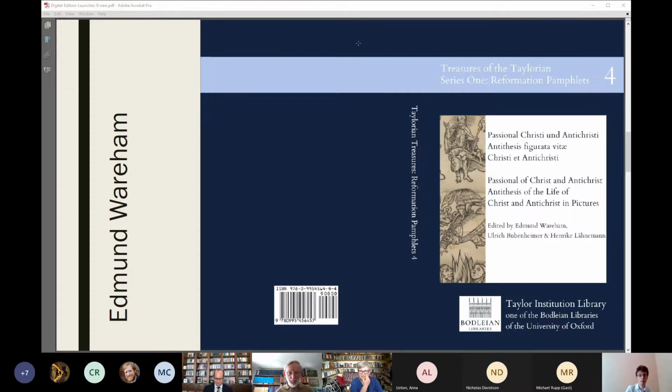What were or are our aims behind a new translation and edition of the Passional? First, as you'll see on the front cover of the physical copy of the publication, which will be released shortly, this is not just an edition of the Passional, but also of the Latin Antithesis figurata, or Vitae Christi et Antichristi. In general, harking back to Gustav Krüger's critical edition of the Passional, which appeared in the late 19th century, the Latin text has been regarded of secondary importance or even ignored altogether.